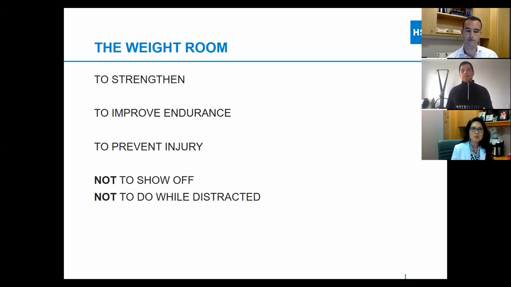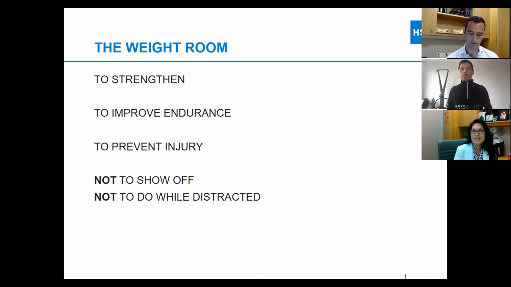We want to use the weight room because we want to strengthen the muscles. We want to strengthen those muscles because we want to prevent injury. We want to be better athletes. We want to have better performance. We want to improve endurance, and we want to prevent injury. So the preparation that we do on the field and in the weight room is what allows us to perform at our peak as athletes.